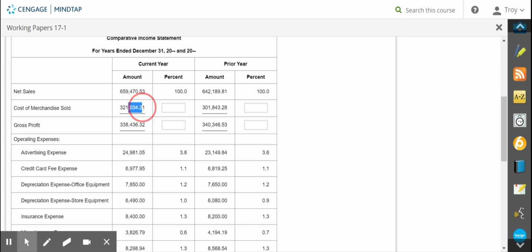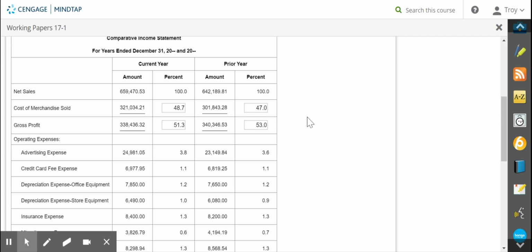So again, 321 divided by the 659, you're going to get 48.7%. And then depending on how you want to do it, I always do it this way just to check myself. I take the 338 divided by the 659, and I'm going to round to the nearest tenth. Really what should happen here is these two numbers add up to be 100%. Then we do the same thing over here. This number divided by this number, then this number divided by this number, and these two numbers should add up to 100%. We do that, and we're going to get 47.0 and 53.